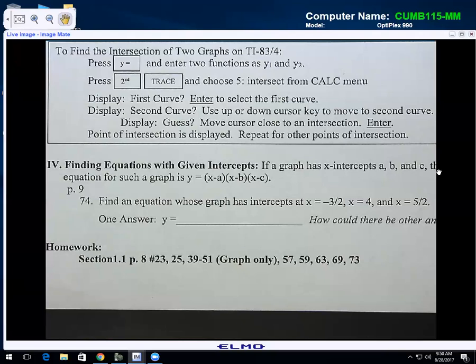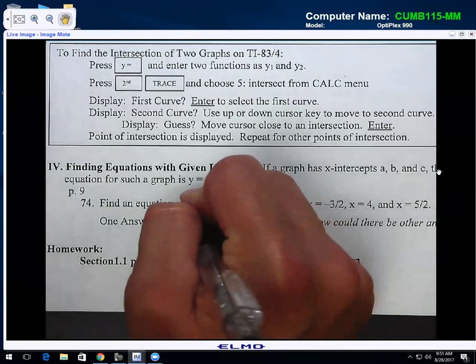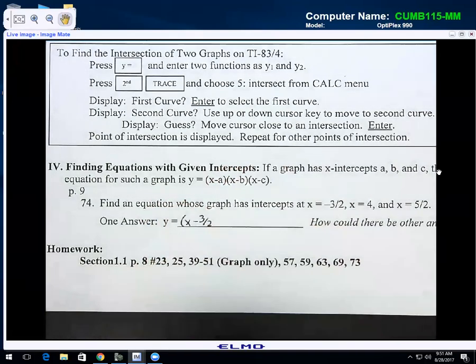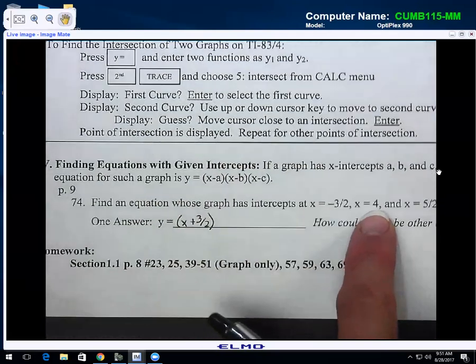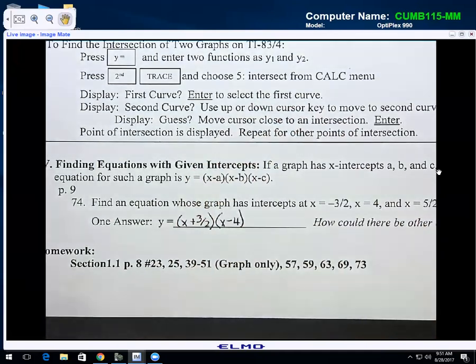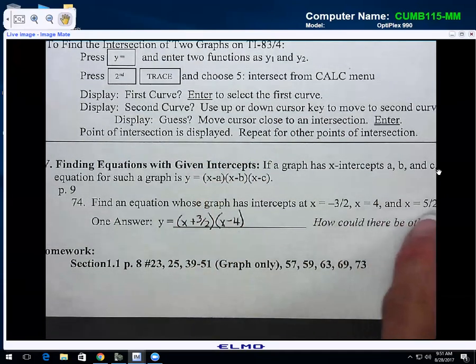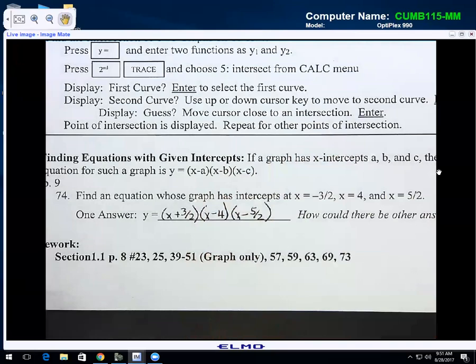What expression set equal to 0 would give me negative 3 halves as a solution? X plus 3 halves. So if x equals negative 3 halves is an intercept, then x plus 3 halves is one of the factors. And if 4 is one of the x-intercepts, then x minus 4 is one of the factors. And if one of the x-intercepts is 5 halves, then x minus 5 halves is one of the factors.